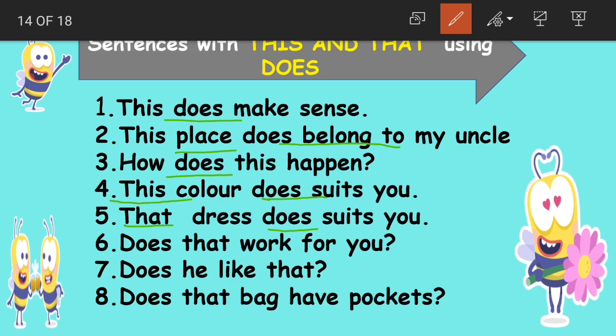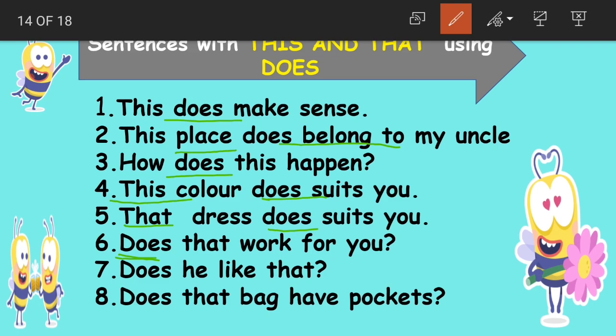Does that work for you? This is a question. Does that work for you? So whatever it may be. Okay. So that particular thing or something is going to work for you. Then you can just put that sentence in this way. Does that work for you?